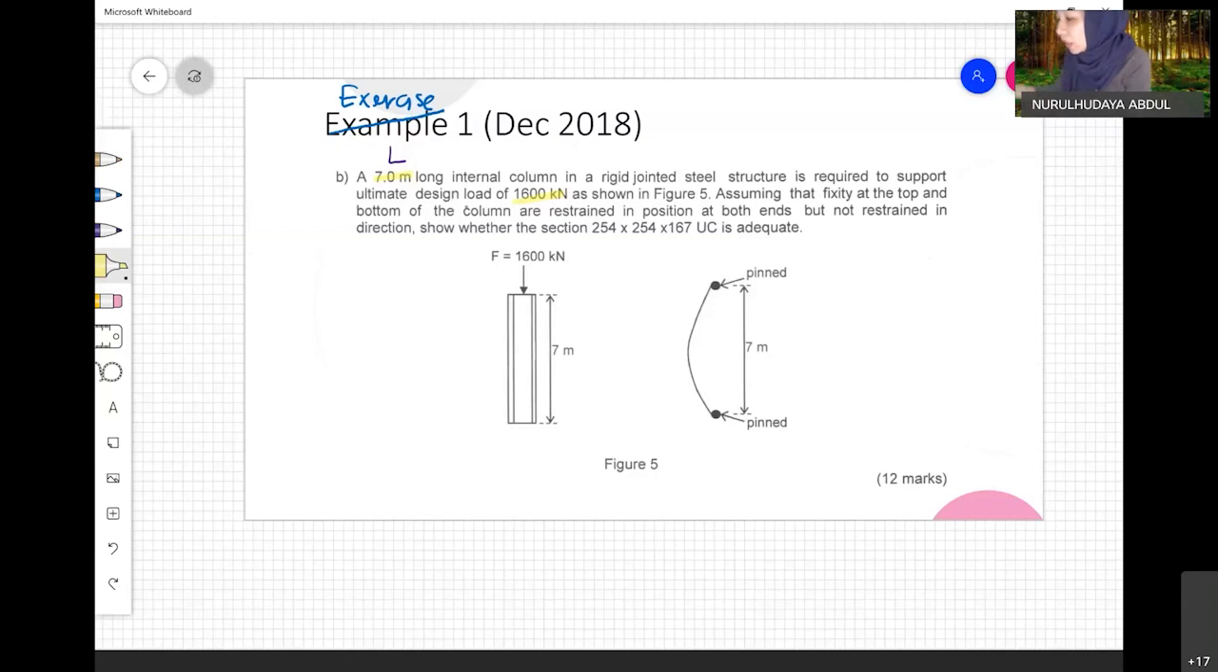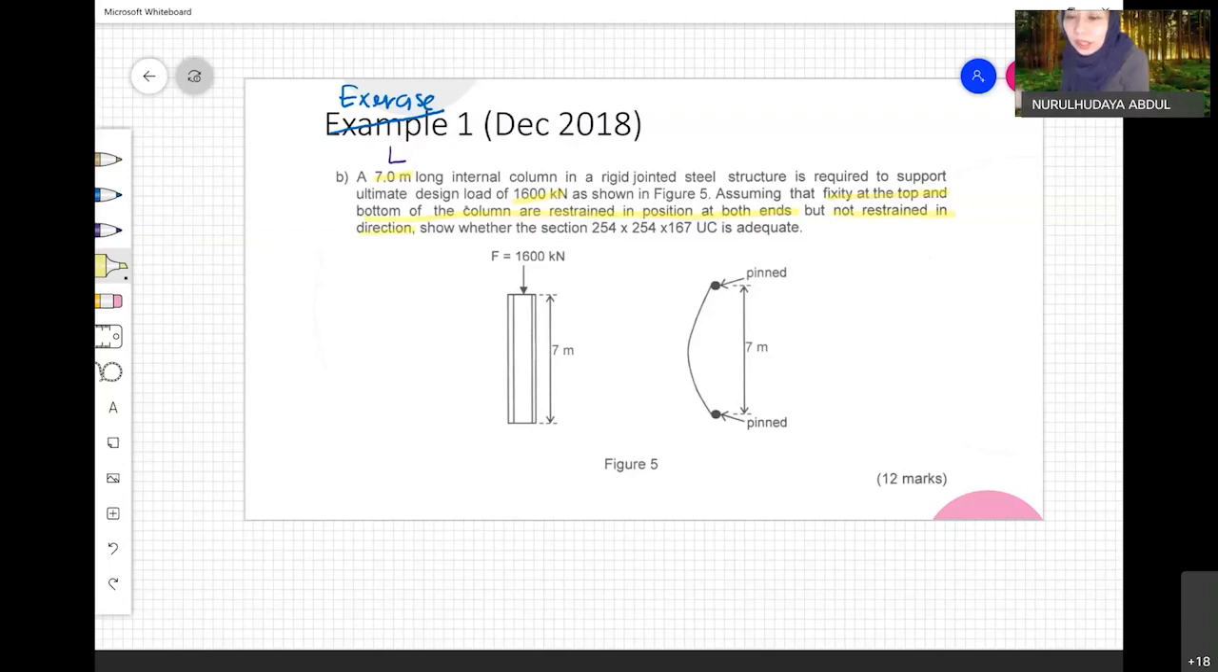Assuming that the fixity at the top and bottom of the column are restrained in position at both ends. So this one is actually referring to the effective length. To get the factor for effective length, you need this assumption. It means in the question, they will give some assumptions. What is the value of effective length? Okay, but not restrained in direction. So both position and direction are mentioned.